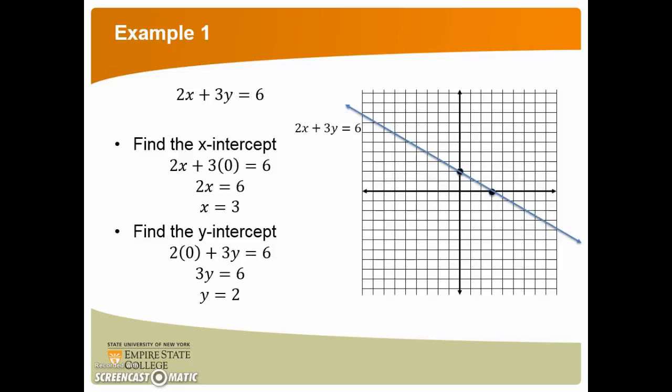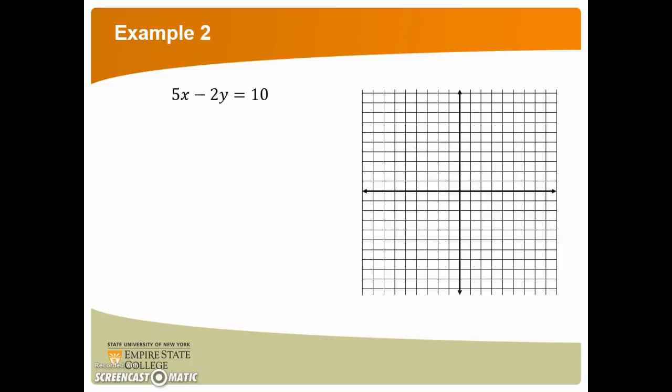Let's see one more example. Suppose we have the equation 5x minus 2y equals 10, and we want to graph the line. We want to find the x-intercept. In order to find the x-intercept, we substitute 0 in for y. However, this simply makes the y term disappear. So we are left with 5x equals 10. Dividing, we find our x-intercept to be 2.